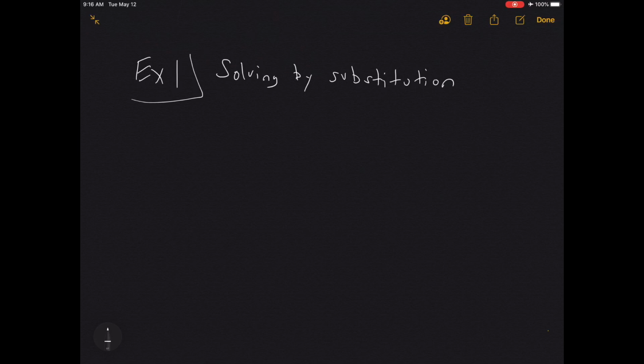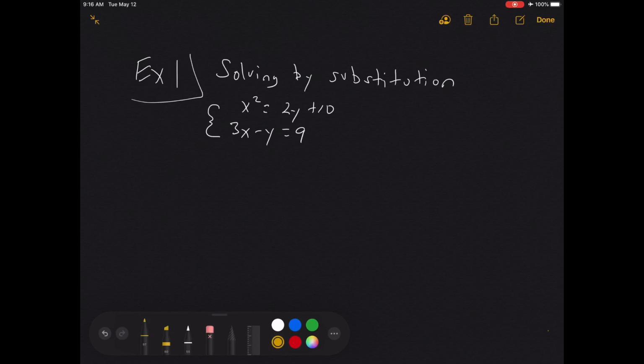All right, so our first example, we're going to have the system of x squared equals 2y plus 10, and the other equation is going to be 3x minus y equals 9. What you should recognize, and hopefully we'll really see this as we go through more of these, is that in the top equation, because the x part is squared and the y part is not squared, this one is a parabola. It's a quadratic equation. So it's going to have the general U shape. It's either going to open up or down depending on which way it is.